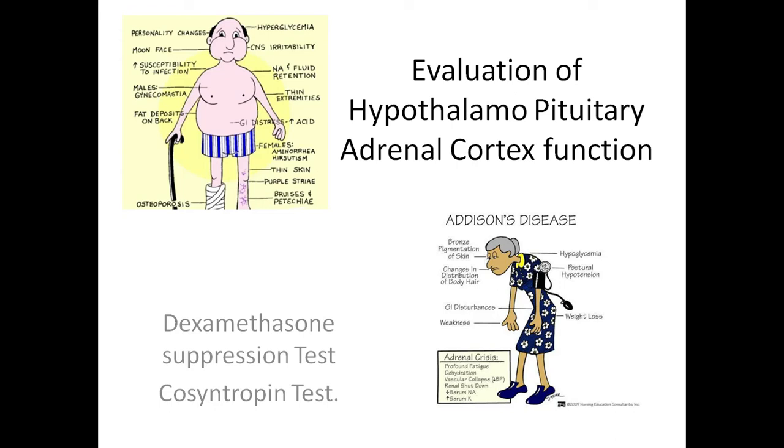Welcome to this lecture on evaluation of the hypothalamo-pituitary-adrenal cortex function. This is going to be a broad overview and I'll be covering two important topics. One would be the dexamethasone suppression test and the other one is the cosyntropin stimulation test.